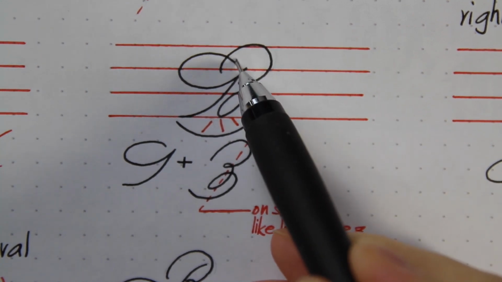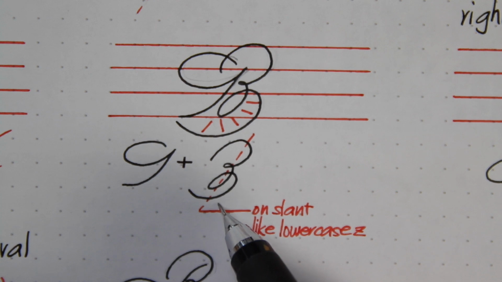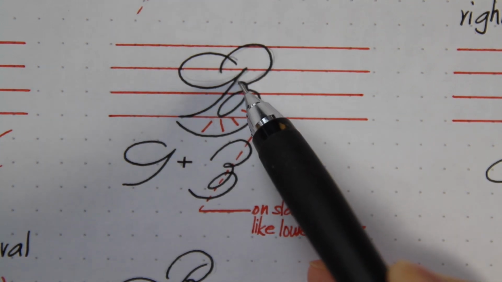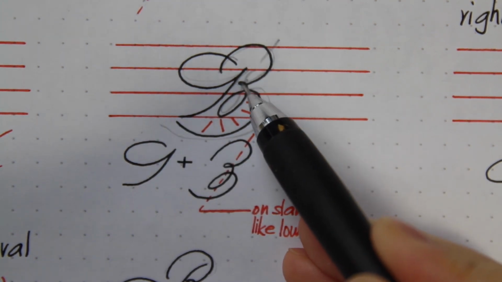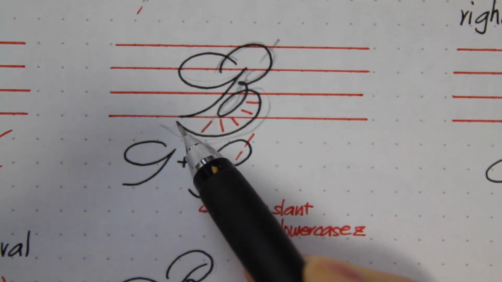This version of the B begins with a capital stem and a lowercase z. Make sure when you are doing this portion of your lowercase z that it's on slant, that your z is on slant.